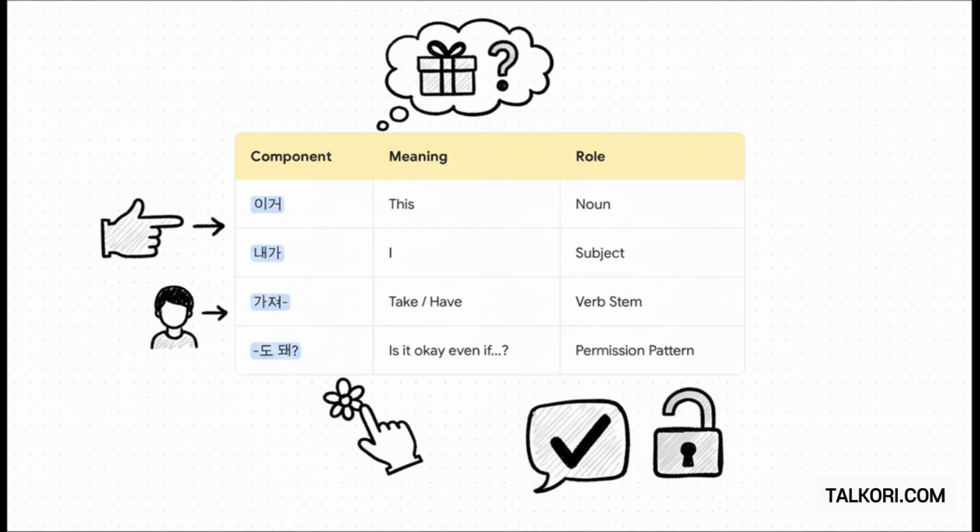First up, we've got 이거, which means this. Simple enough. Then 내가 for I. The main action comes from the verb stem 가져, which means to take or to have. And then at the very end, we slap on our key pattern 도 돼, which turns the whole thing into a polite question asking for permission.